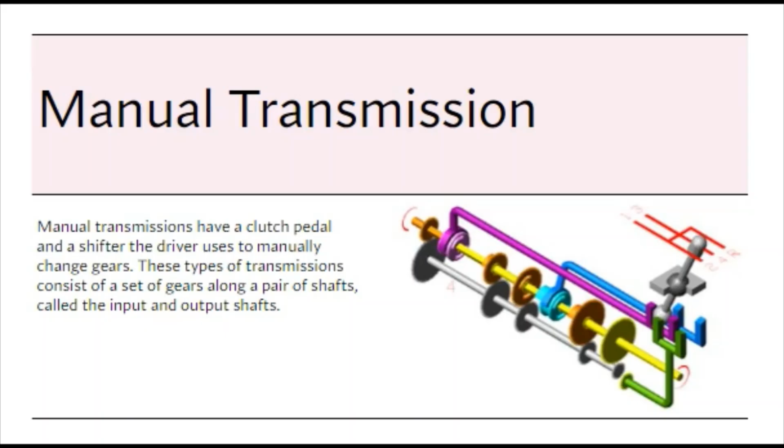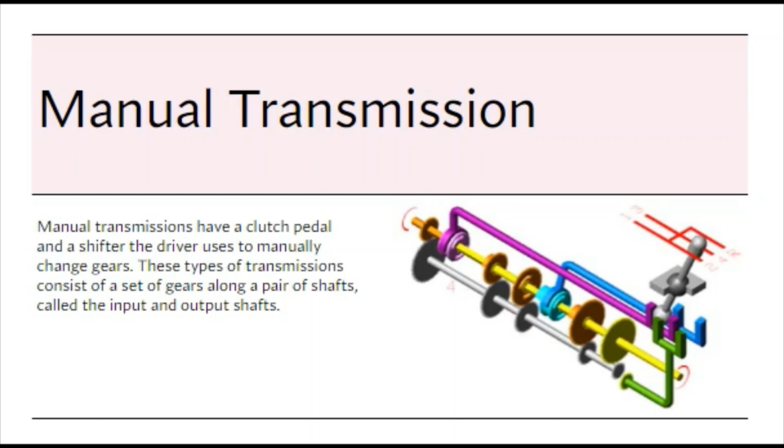Manual transmission. Manual transmissions have a clutch pedal and a shifter the driver uses to manually change gears. These type of transmissions consist of a set of gears along a pair of shafts called the input and output shafts. With a manual transmission, the driver has to select the proper gear and engage or disengage the clutch.